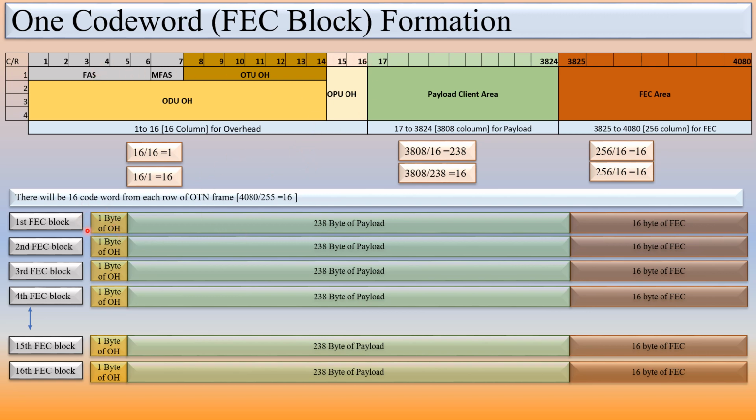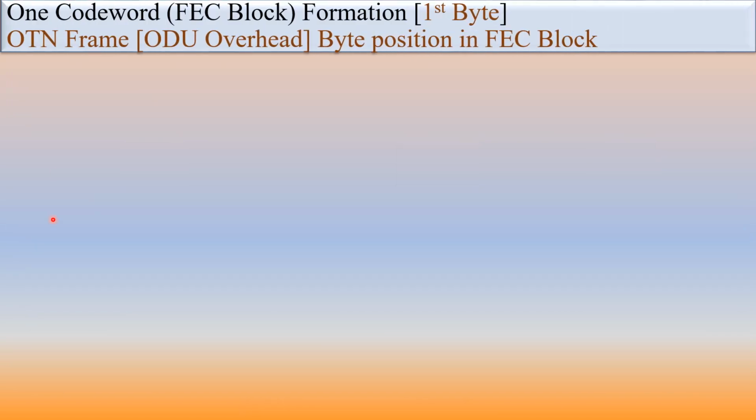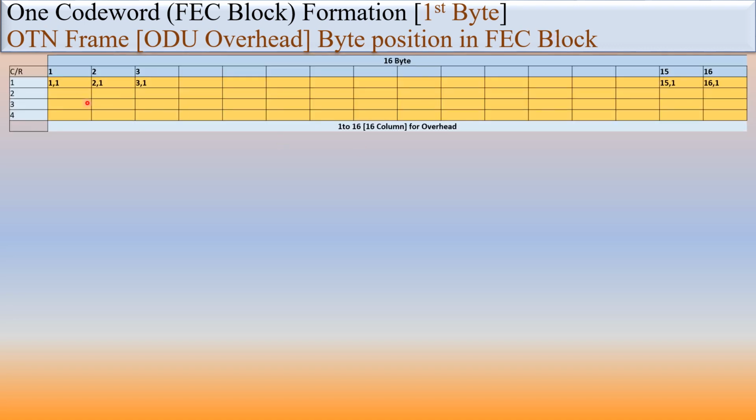Let's see the position of the first byte, second byte, third byte, all in the first FEC block. You can see here one code word FEC block formation: first byte, OTN frame, overhead byte position in the FEC block. This is the overhead area, only the overhead area, column number 1 to column number 16. There are 16 bytes, columns 1 to 16 for the overhead.